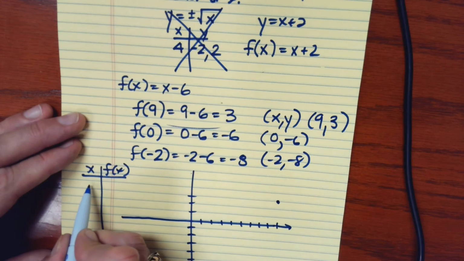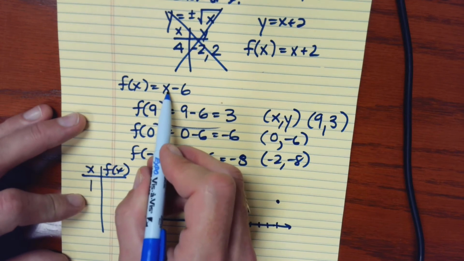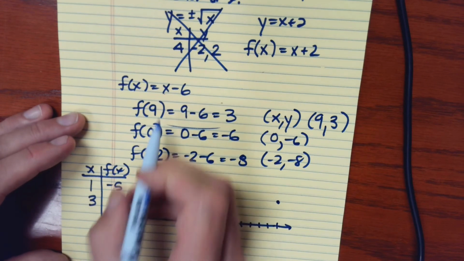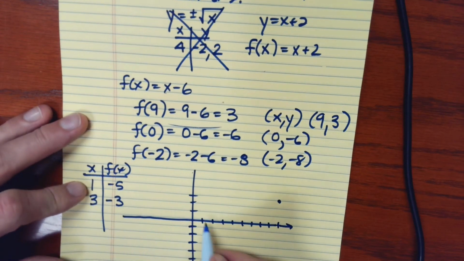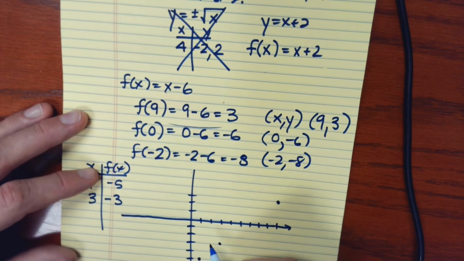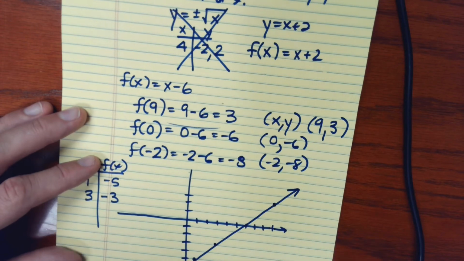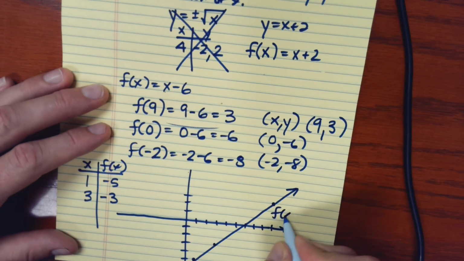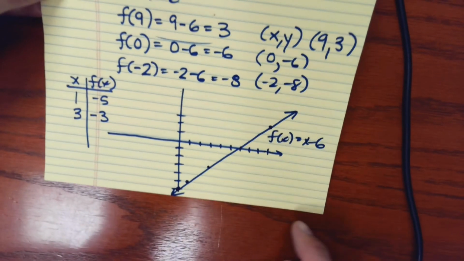So what happens when I plug in positive 1? If I take 1 minus 6, I'll have negative 5. If I take 3 and subtract 6, I'll have negative 3. So let me add those. I've got 1, negative 5, 3, negative 3, and then I can connect these and cap my ends with arrows to show that it goes on and on forever. So this is the graph of the function f of x equals x minus 6.